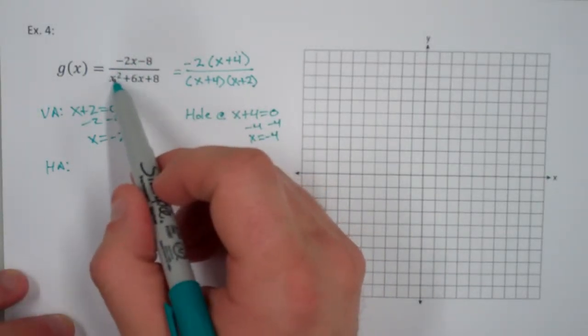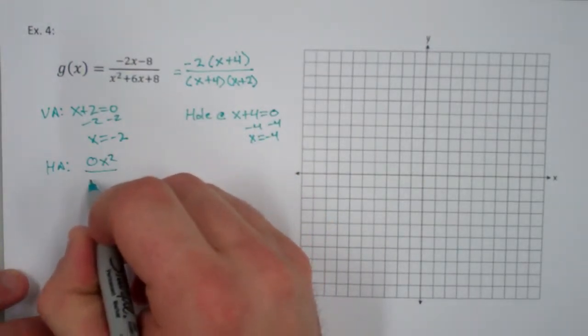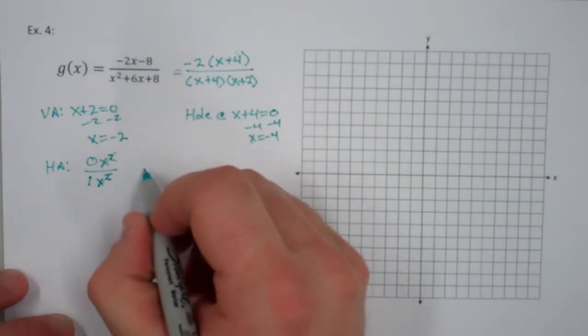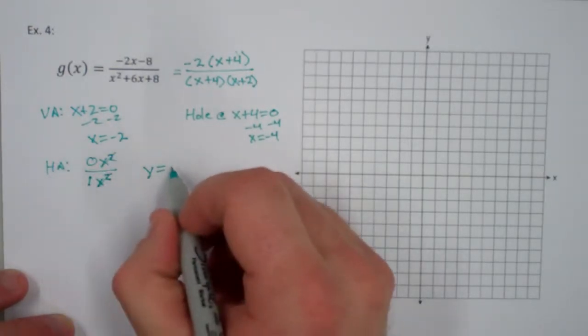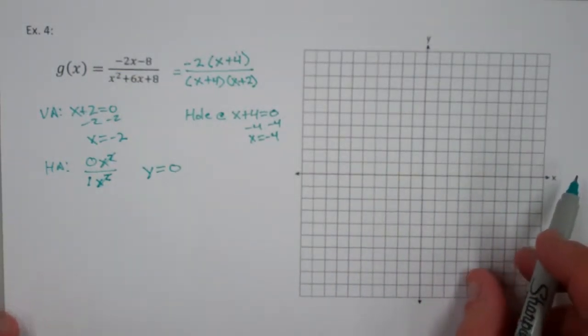The horizontal asymptote, we're going to look at the highest power that we see. It's x squared. There isn't an x squared up here, so we have to add a filler. So we got 0x squared over 1x squared. And the x squareds are gone now, and y is equal to 0 divided by 1, or 0, is the equation of the horizontal asymptote.